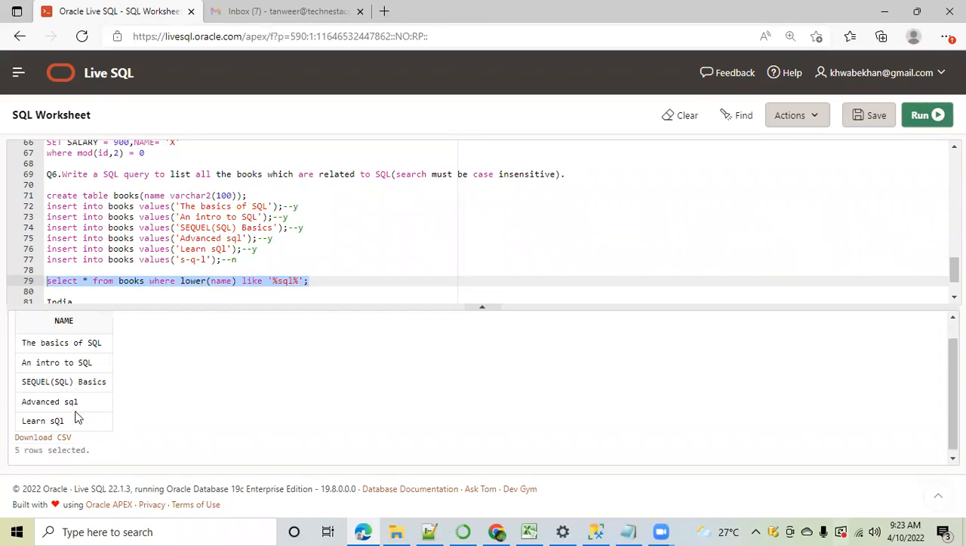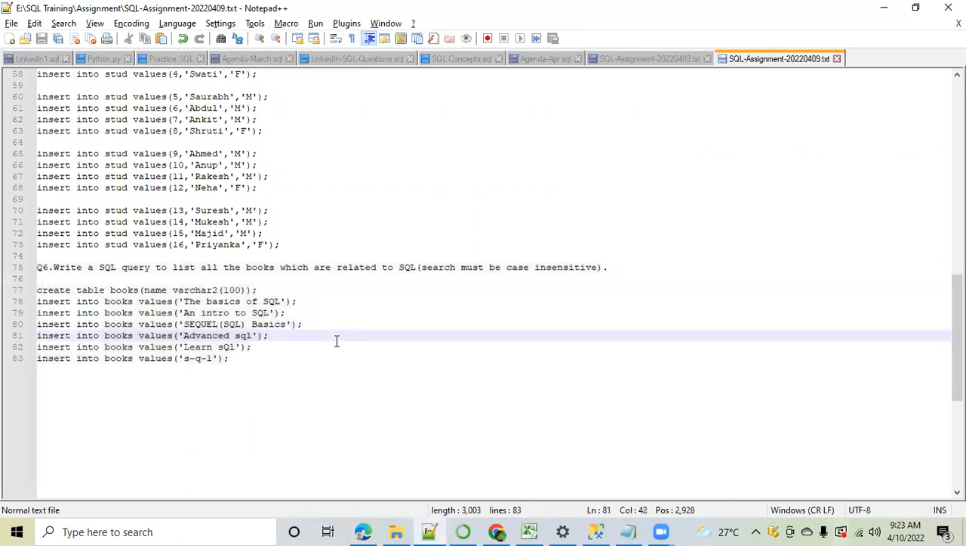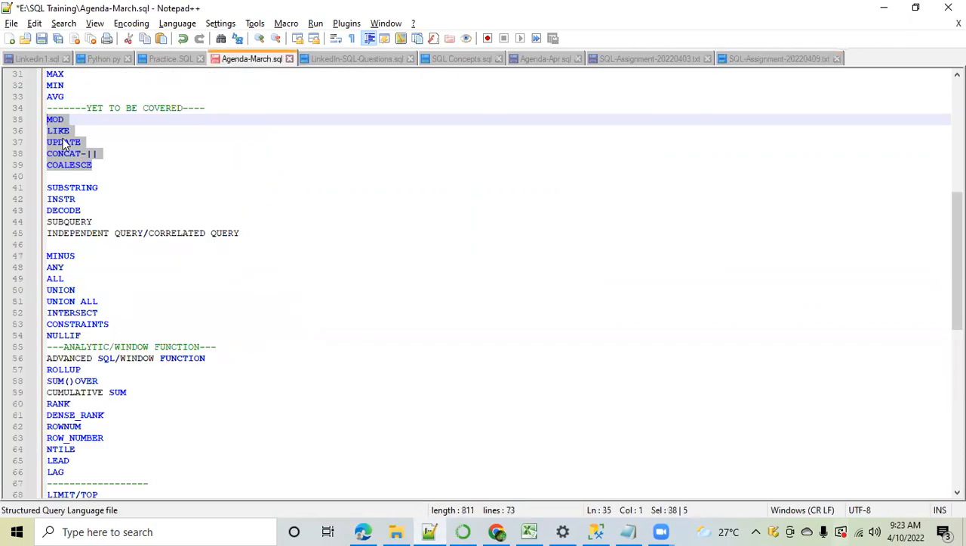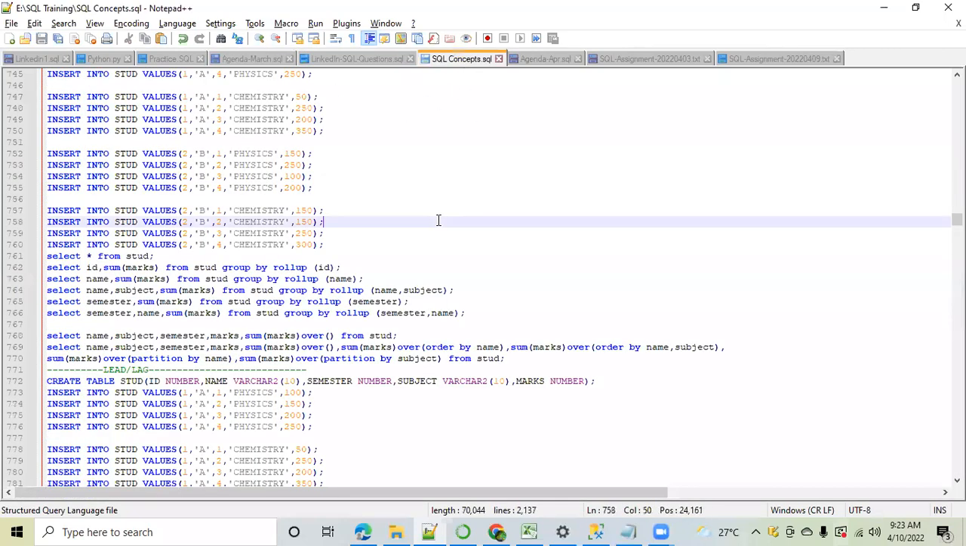Is this clear, guys? Is it the same output? Yes, clear. I think this was all about the assignment. We have discussed all the questions, but I will request you all to please work on this again. You will get a better understanding. Okay, so this is done. Coming to substring, let's start with substring.